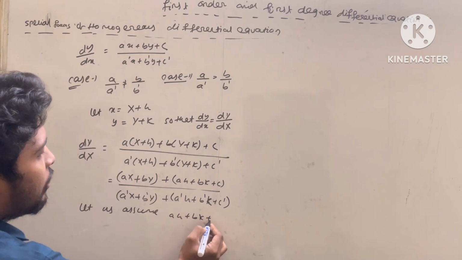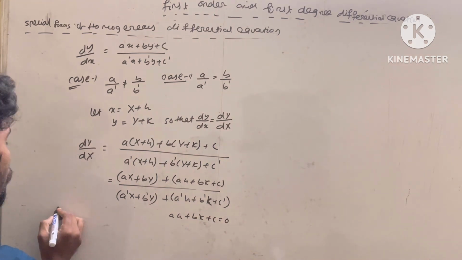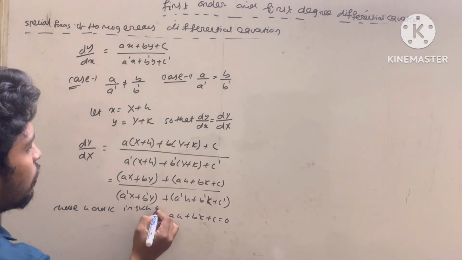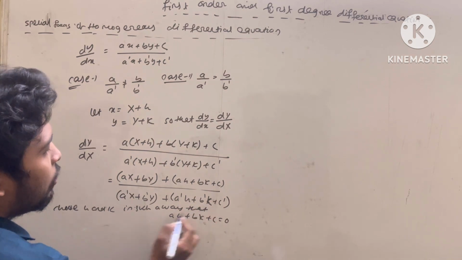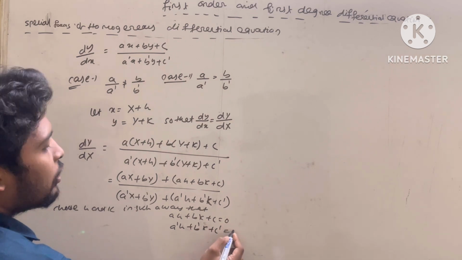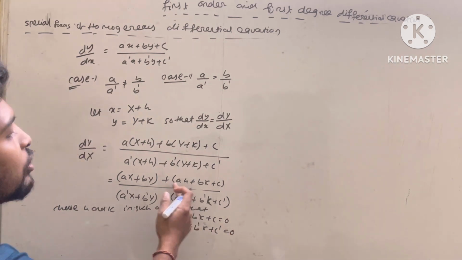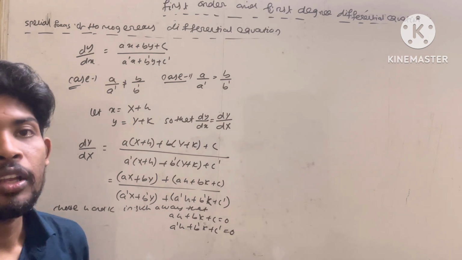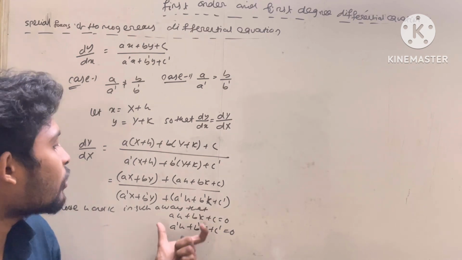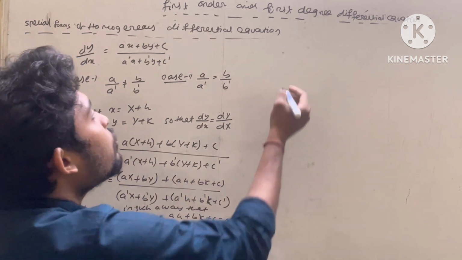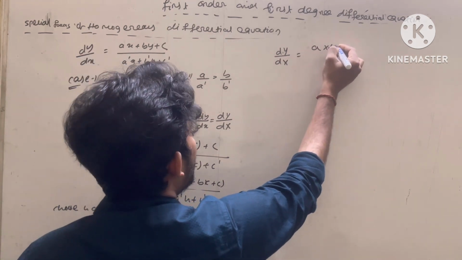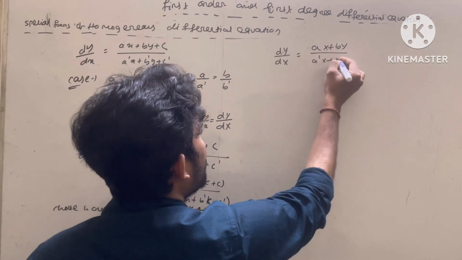Let us assume ah + bk + c = 0. That means you have to choose h and k in such a way that ah + bk + c = 0 and a'h + b'k + c' = 0. You have to solve these two equations and you get the values of h and k. When you take examples, you have to understand very clearly. So now dY by dX becomes (aX + bY) divided by (a'X + b'Y).